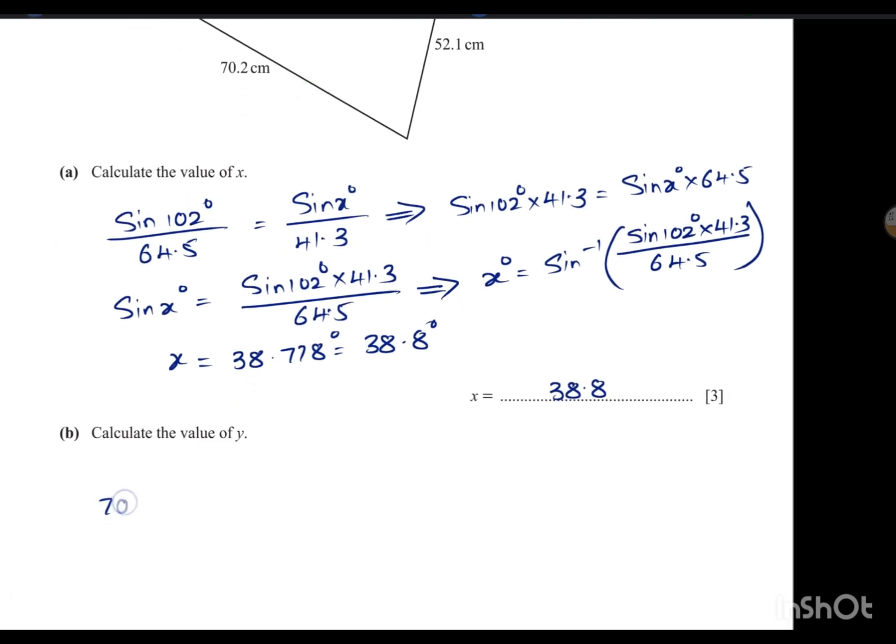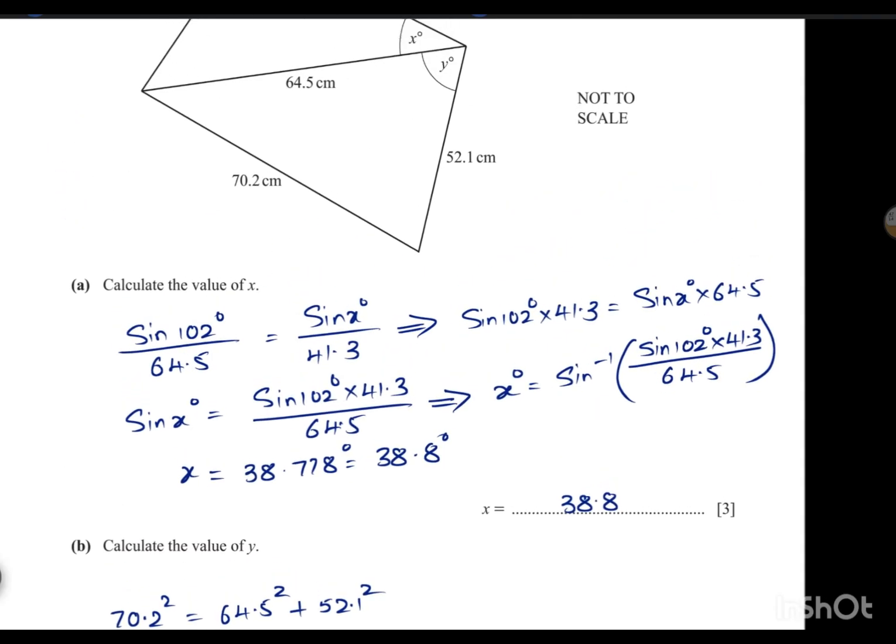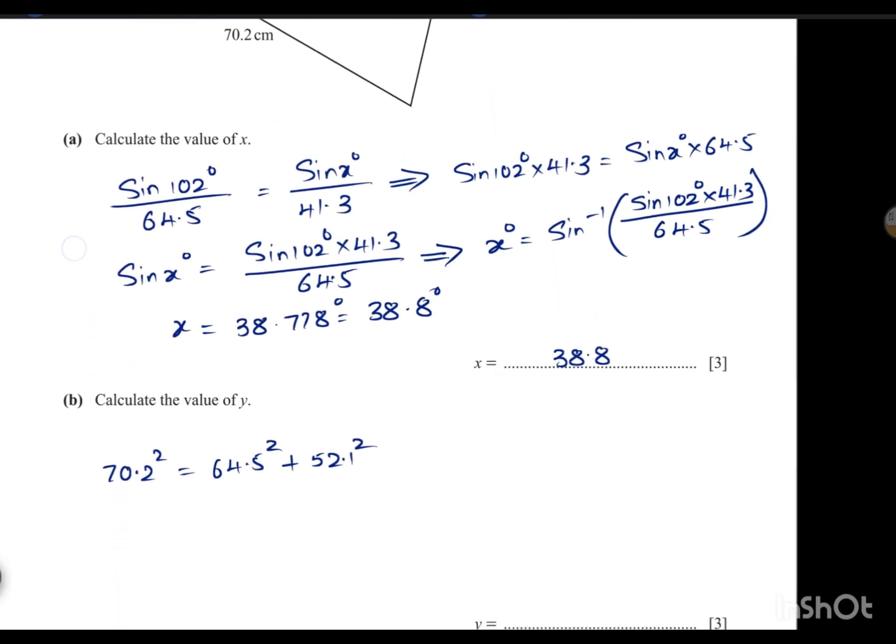So it is 70.2 square is equal to 64.5 square plus 52.1 square, the other two sides which are given, minus 2 into, multiply these two sides, into cos the given angle y, which we have to find out.